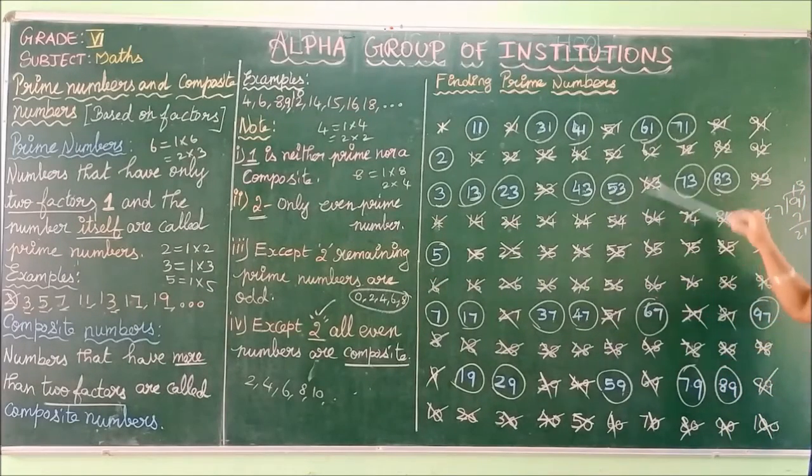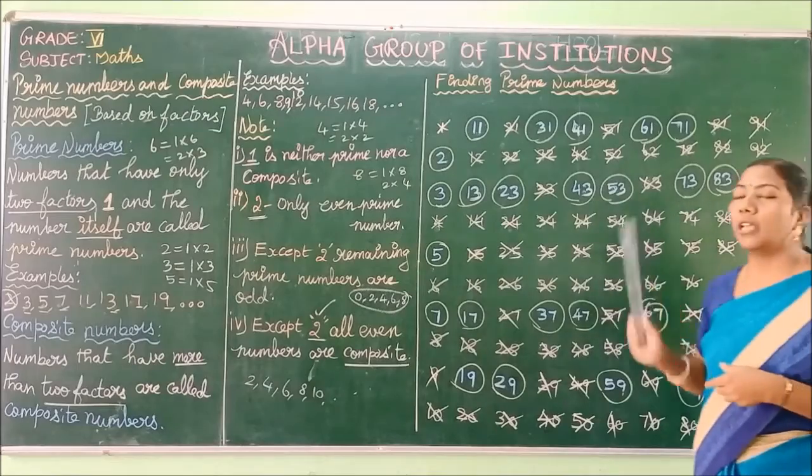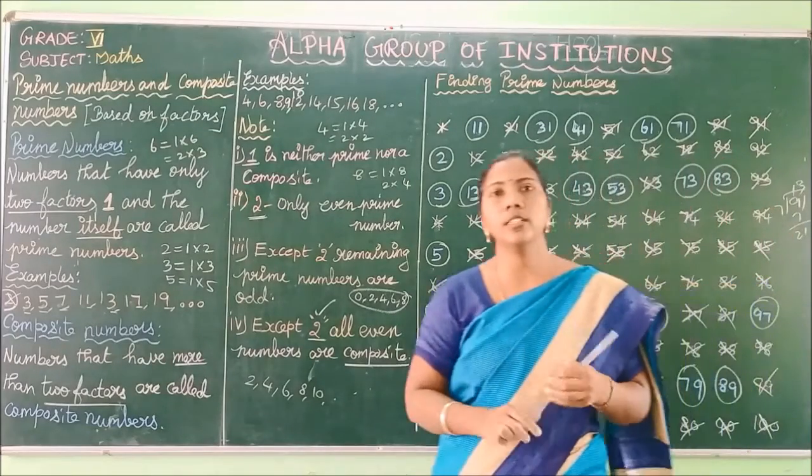See here, what are the prime numbers? 53, 59. See here, what are the prime numbers? 61, 67. Similarly, 71, 73, 79, 83, 89. Here we have only one prime number, 97. So these are all called the prime numbers. Okay, do you understand, children?